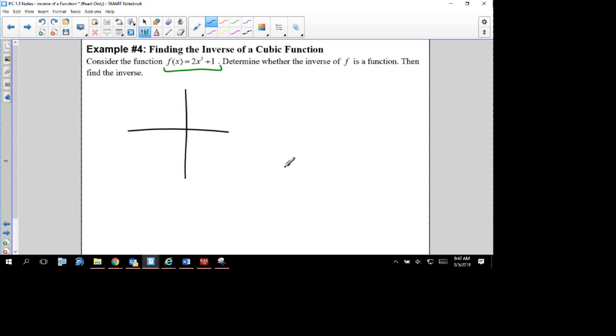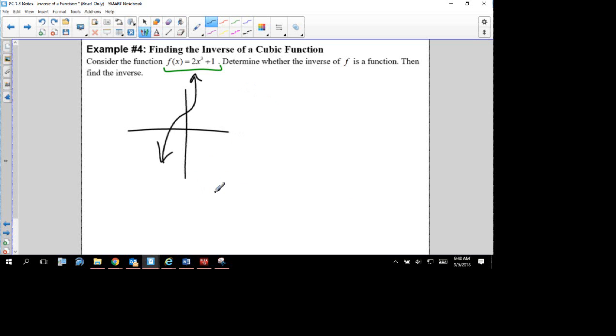What's times by 2 do? It's on your quiz tomorrow. What's times by 2 do? Stretch, what kind? Vertical stretch, right? And then what's plus 1 do? Up 1. So we're going to have it stretched more and then up 1. Still like this. When I flip it, is it going to be a function?